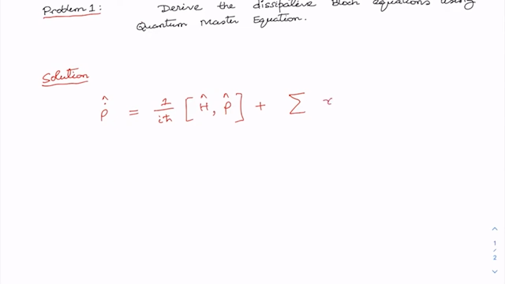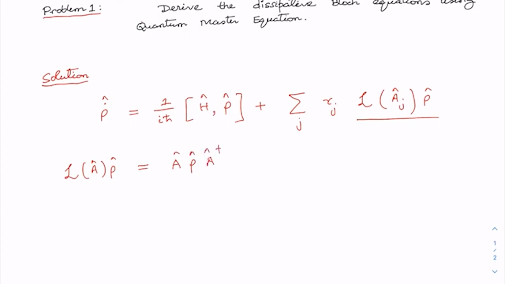Suppose the process is happening at the rate gamma j, there are all kinds of processes, and then we have this Lindblad operator, and a j is the operator that connects the system and the environment. So this is the Lindblad operator, and this Lindbladian is given as a rho a dagger minus half a dagger a rho minus half rho a dagger a. So using this master equation, now let us derive the Bloch equation in the presence of various dissipative processes.